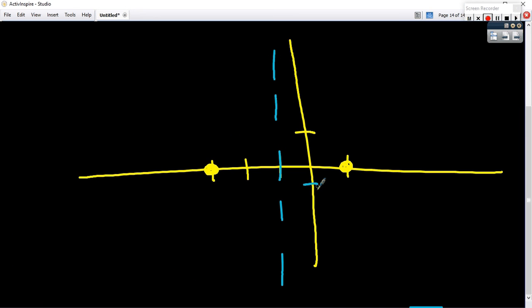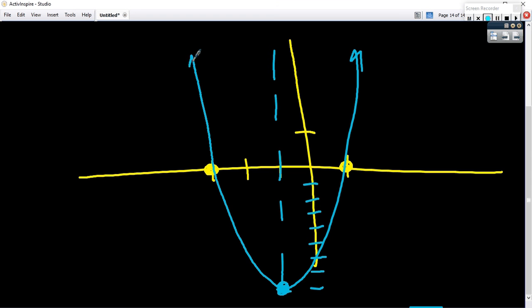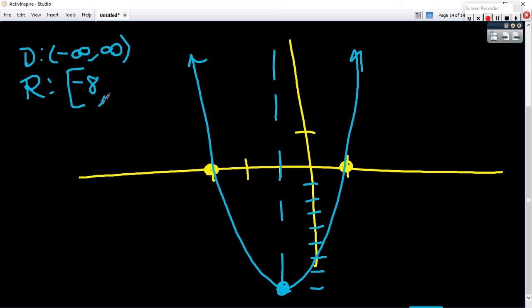-1, then 1, 2, 3, 4, 5, 6, 7, 8. Is it opening up? Yes. Does that make sense to everybody? How about the domain? Always, every time. How about the range? -8 with a bracket. A positive. Tell me.